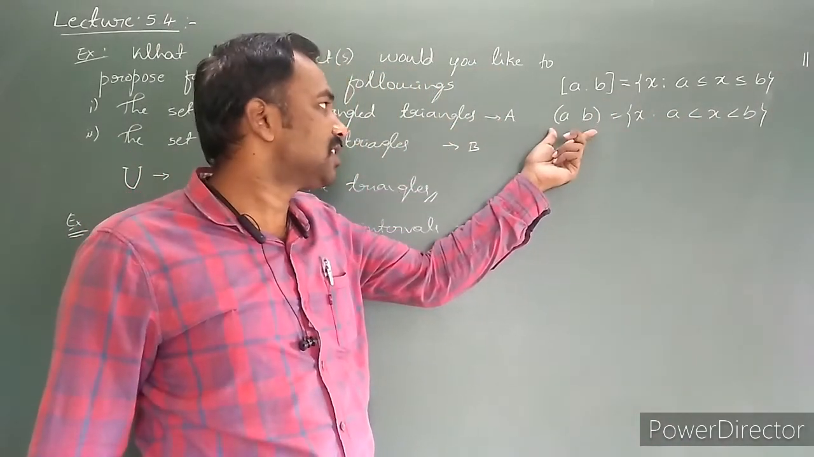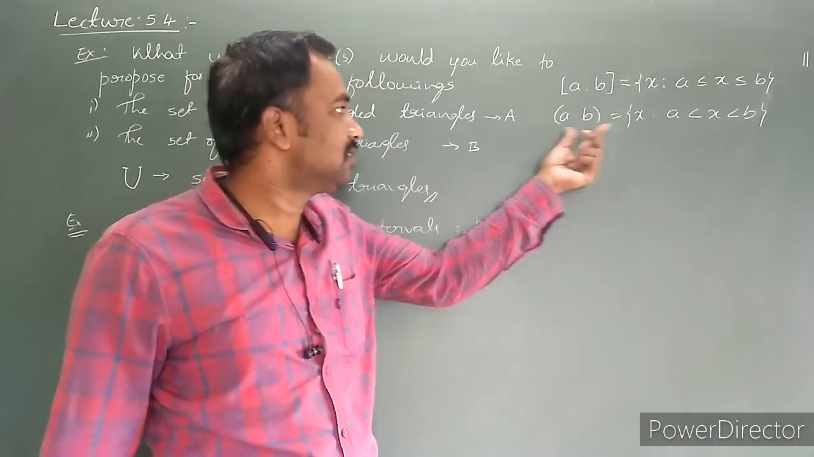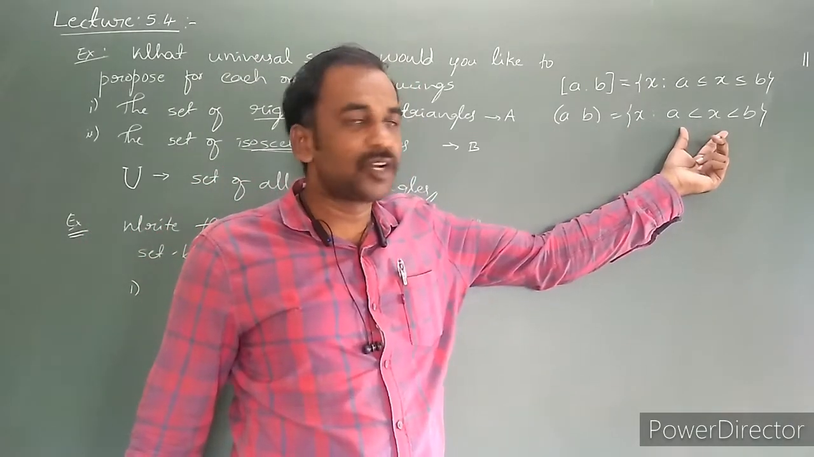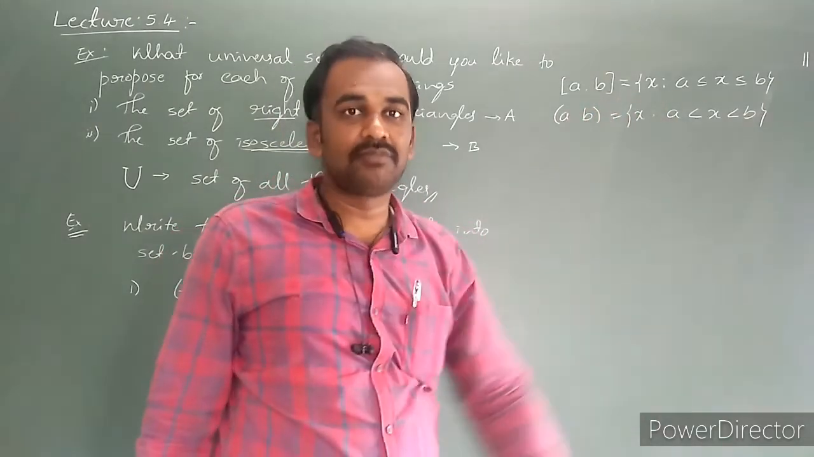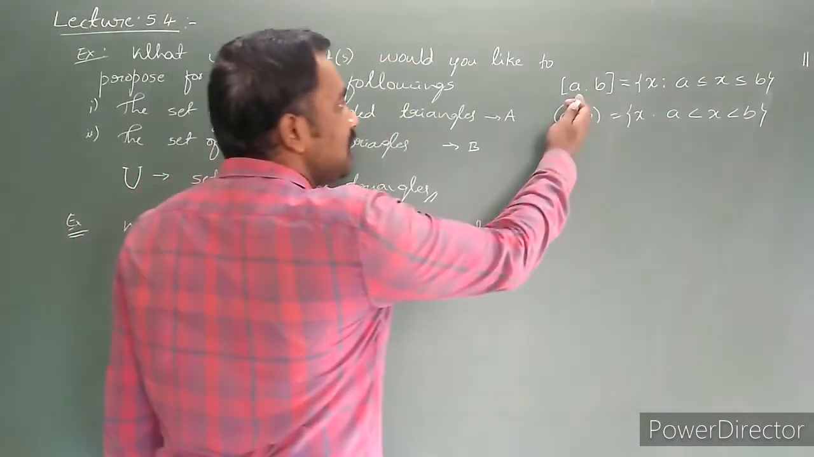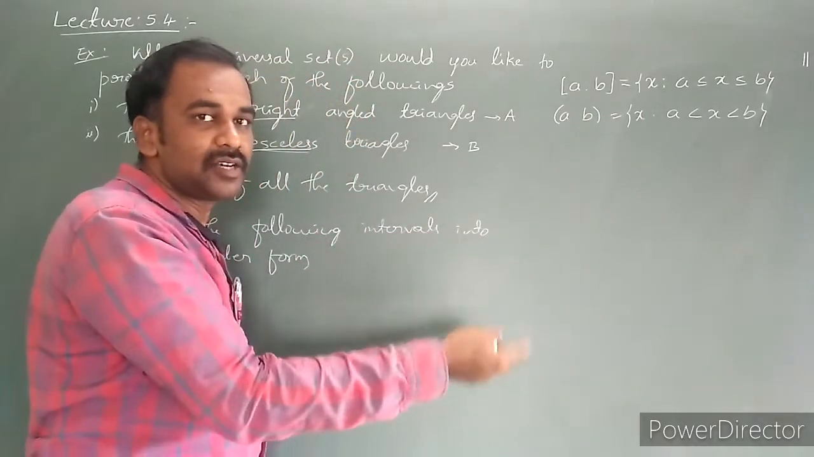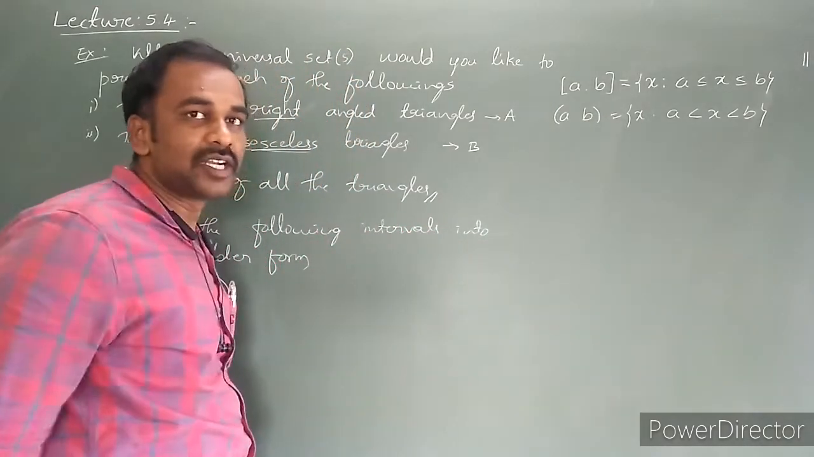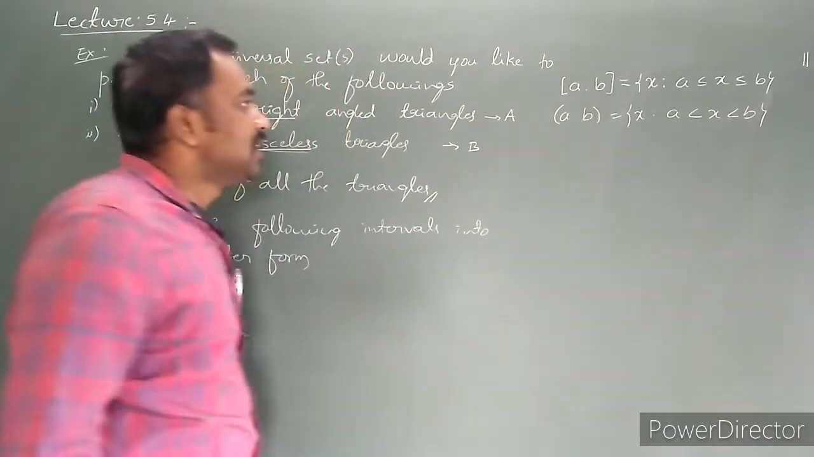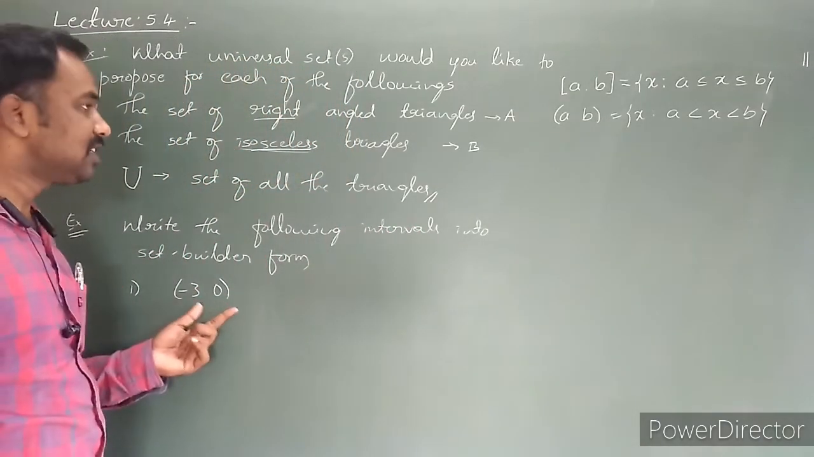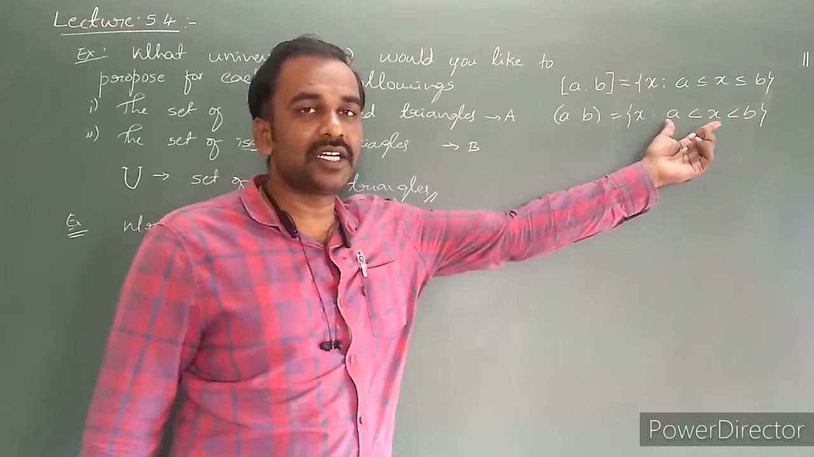How many elements are present in this interval? Infinite number of elements. In this set, the infinite number of elements are a subset of the real numbers. Here we have the closed interval, open interval, semi-closed open interval, and semi-open closed interval. The remaining two types we already know. Here they have given an interval, and we need to write this interval into set builder form.